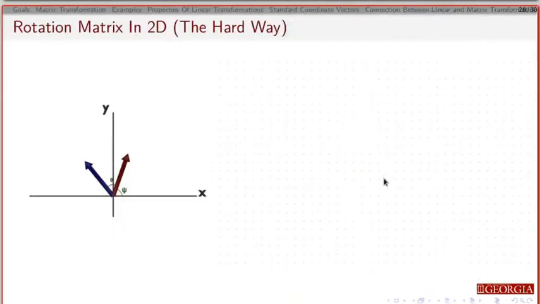I'm going to look at an example. I'm going to do two examples. So first I'm going to look at a rotation. And for this rotation, I'm going to first do it the hard way, and then I'm going to do it an easier way using what we just found out about the standard coordinate vectors. First thing to recognize is that a rotation is a linear transformation.